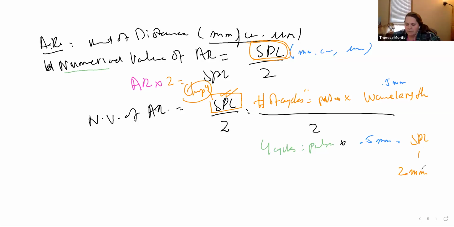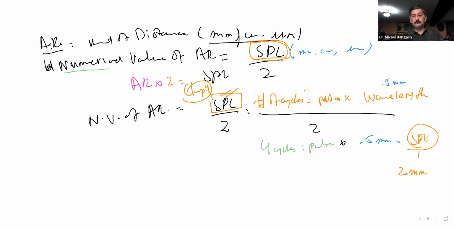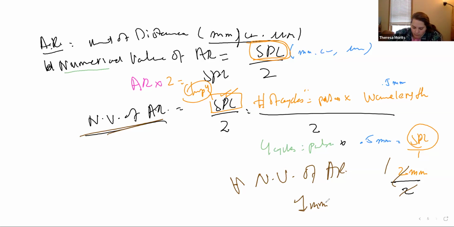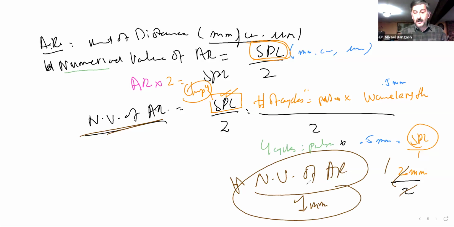Did that make sense? You don't have to divide it by 2 when we talk about your spatial pulse length here. Clear? Okay. Now when we divide this by 2, that will give us our numerical value of the axial resolution, which in this case will be 1 millimeter. Did that make sense? Clear? This will be the numerical value of your axial resolution.